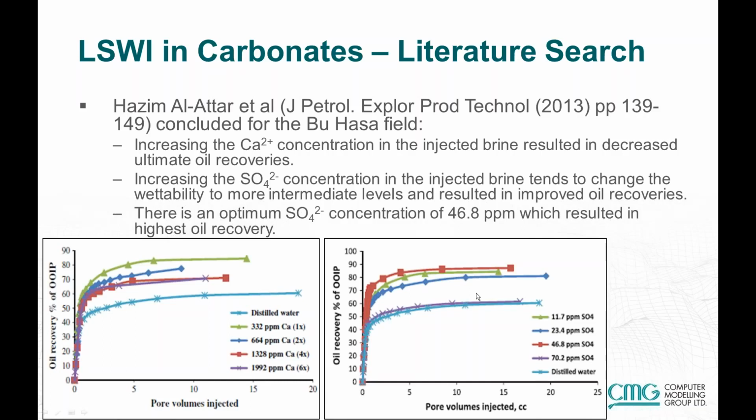So if you look down here, the plot on the right, the distilled water case gives the minimum case, then a very small concentration of SO4, the green curve, gives fairly high recovery. You increase it further, your recovery decreases. Then you get to this red curve, the 46.8, which goes up to the maximum, the optimum case. Then you increase the SO4 further, and your recovery now drops down to almost the distilled water case.